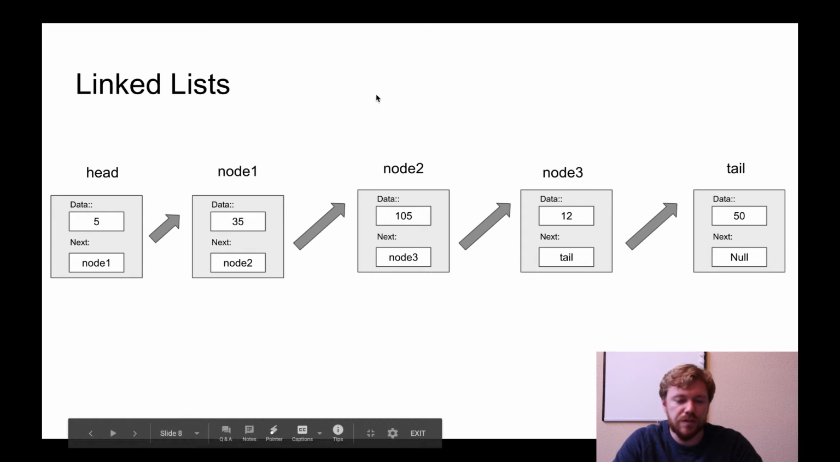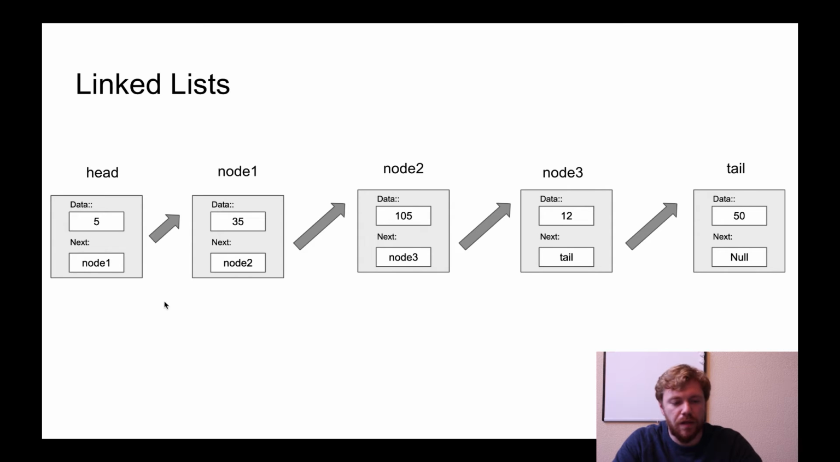And so here is the resulting linked list. You can see we start off with the head. The head's data was 5. Its next was set to reference node 1. And now we have node 1, its data was 35. Its next was set to reference node 2. Node 2's data, 105. Node 2's next set to reference node 3. Node 3's data is 12, and its next variable set to the tail.